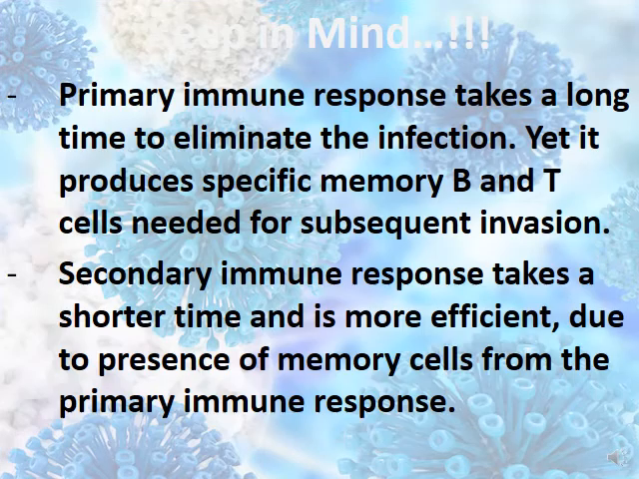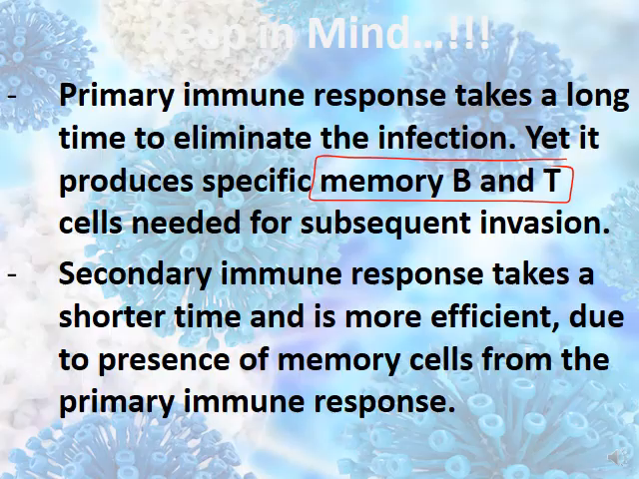Also, you have to keep in mind that the primary immune response takes a longer time to eliminate the infection, but it produces memory B and T cells. They are used for subsequent invasions. The secondary immune response takes a shorter time and is more efficient. Why? Due to the presence of these memory cells from the primary immune response.